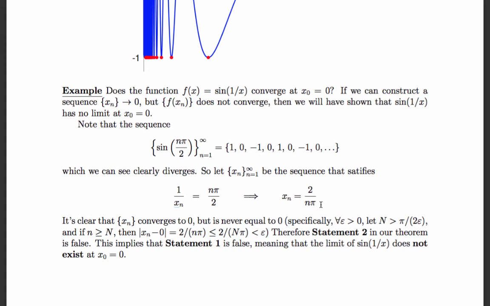Therefore, sine of 1 over xn does not converge, but xn does converge. Therefore, statement 2 in our theorem is false. In other words, xn converging does not imply f of xn converges. And since statement 2 is false, statement 1 is false, meaning that the limit of sine of 1 over x does not exist at x equals 0.